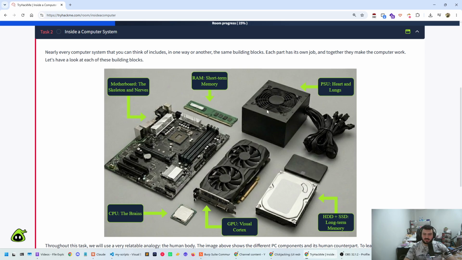PSU is power supply unit. It is essentially what gives power to your machine or to your system. You do have a lot of cables coming out of it, each having a specific amount of electricity. I don't want to use electrical terms like voltage and ampere, so I'll just use electricity as a common term for it.